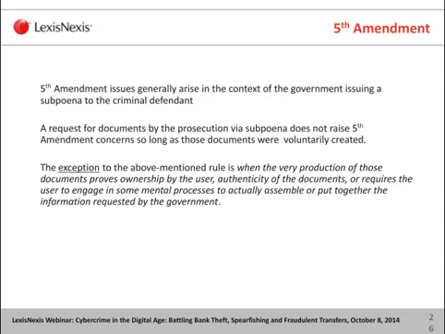And here's where the problem is, the case law is not really clear because you have courts going in different directions, all right? So generally speaking, they can issue this subpoena to you, all right? And here's the exception, all right? The exception occurs when the very production of those documents proves ownership by the user, authenticity of the documents, or requires the user to engage in some mental processes to actually assemble or put together the information requested by the government. So I don't think that's the exact language, but I don't know how clear that is.